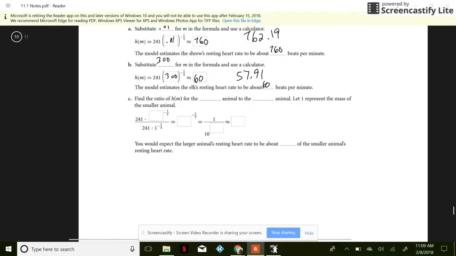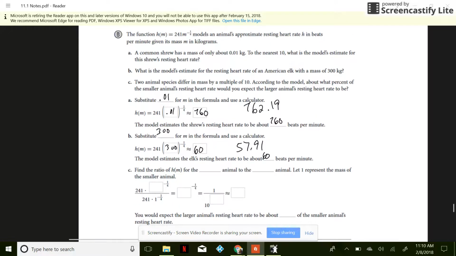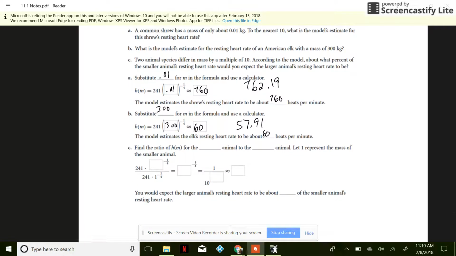So going back to our problem, we just found the heart rate of the elk was about 60. So if we want to find the ratio, looking at the problem: two animal species differ in mass by a multiple of 10. According to the model, about what percent of the smaller animal's resting heart rate would you expect the larger animal's resting heart rate to be? So we're setting up a ratio. Find the ratio of H of M for the larger over the smaller.